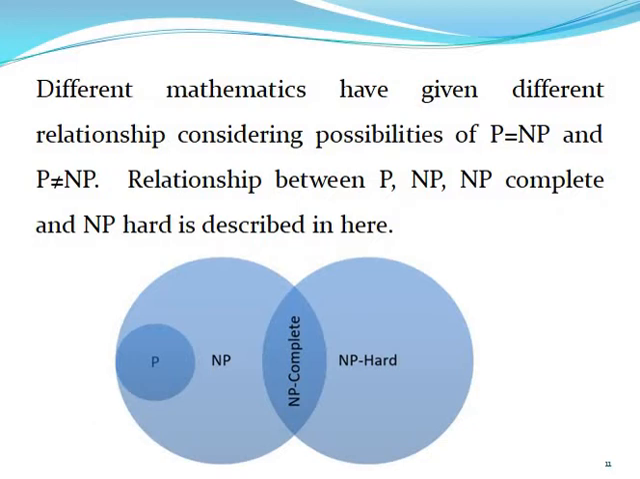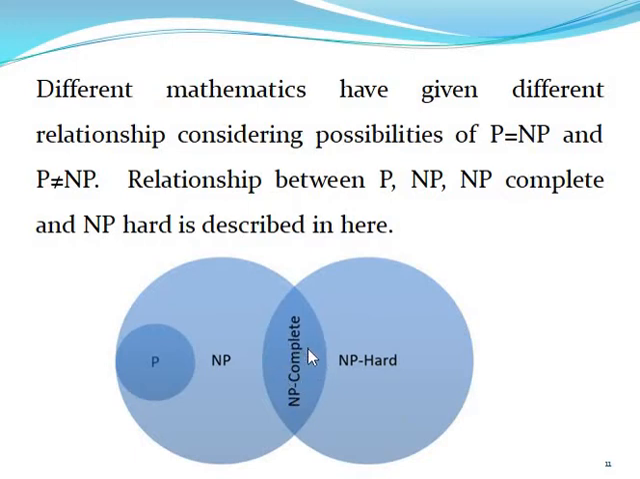So we can consider the following possibilities about the relationships: if P equals NP and if P is not equal to NP, the relationship between P, NP, NP completeness and NP hard is shown in the figure. So this is the polynomial problems, this is the NP problems, this is the NP hard problems, and NP complete problems.